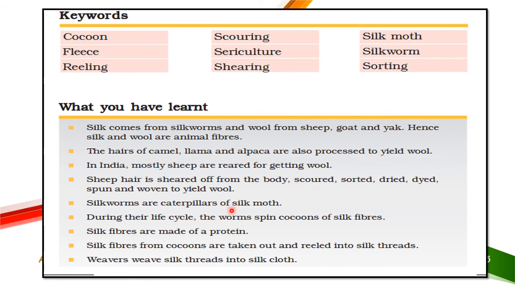Silkworms are caterpillars of silk moth. During their life cycle, the worms spin cocoons of silk fibers. Silk fibers are made of protein. Silk fibers from cocoon are taken out and reeled into silk threads. Weavers weave threads into silk cloth.